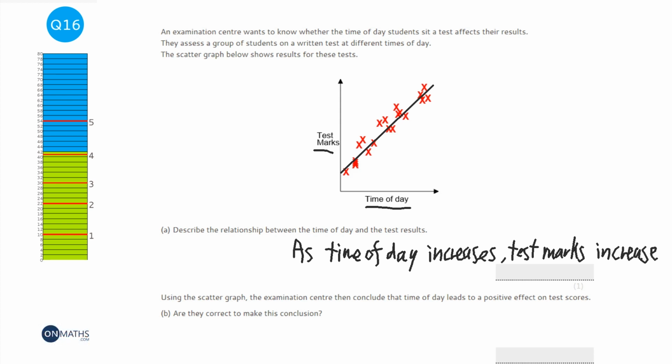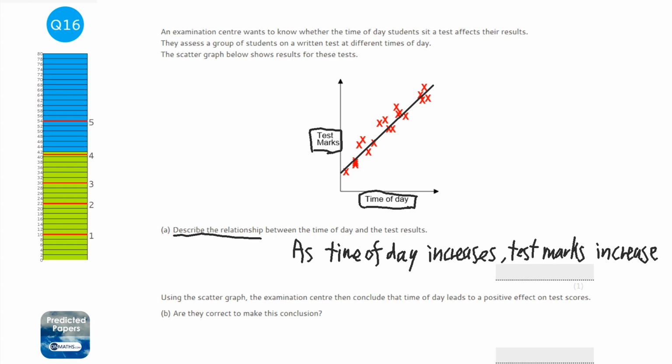So there's a difference between describing the type of correlation or writing the type of correlation and describing the relationship. When you're describing the relationship, it's just as the one at the bottom increases, the one up the side either increases or decreases. So it says, using the scatter graph, the examination centre then concluded that time of day leads to positive effect on test scores. Are they correct to make this conclusion?